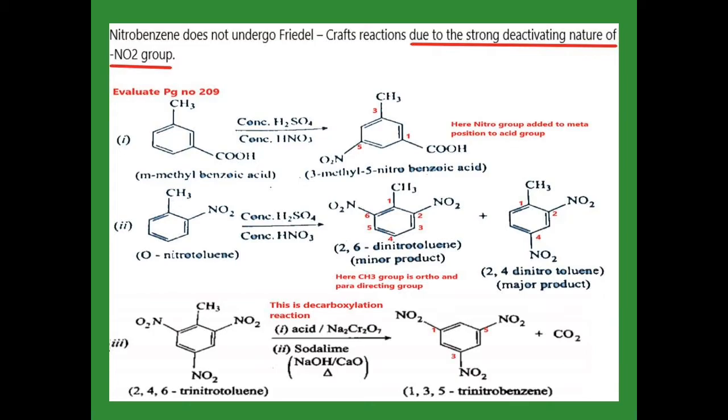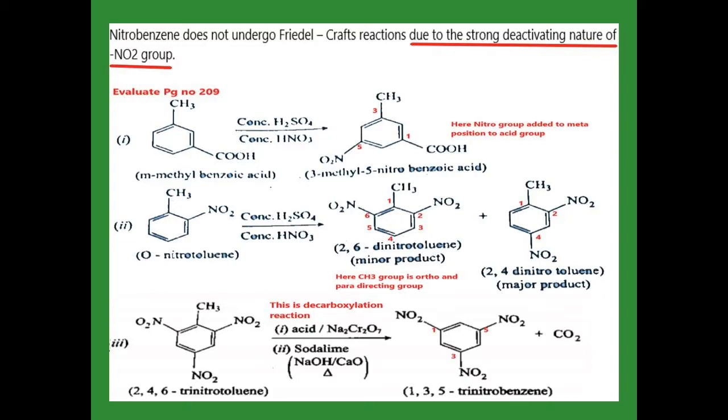Next, in the second one, orthonitrotoluene. Here also concentrated sulfuric acid and concentrated nitric acid are added, so we get the nitro from the nitric acid. The nitro is added ortho to the methyl group. Methyl is position number 1. We already have one nitro in the second position, and another nitro is added at the sixth position, that is the ortho position. Then another major product, where the other nitro is added at the fourth position. That fourth position is opposite to the methyl, that is the para product. So we get the major product here.